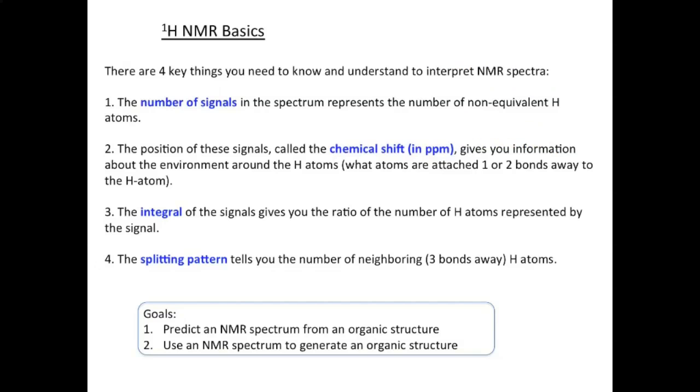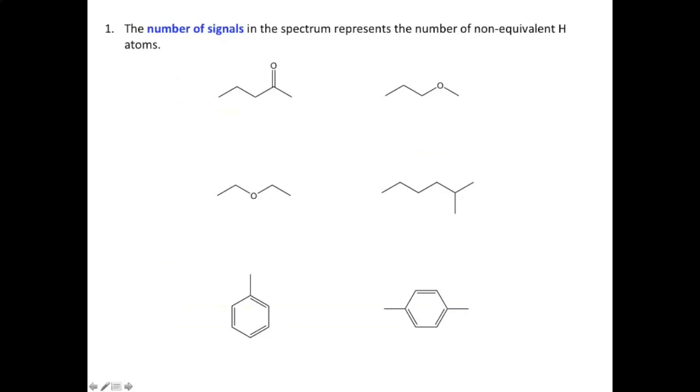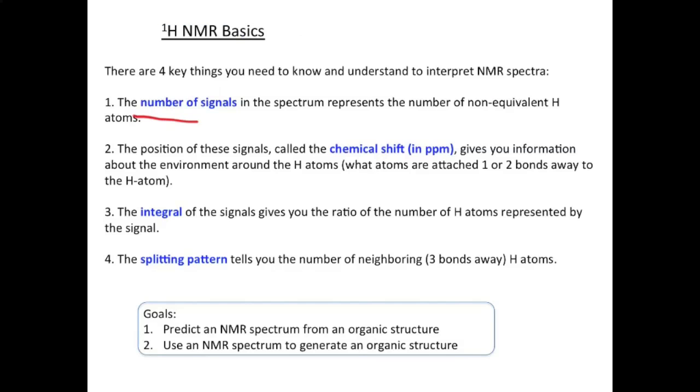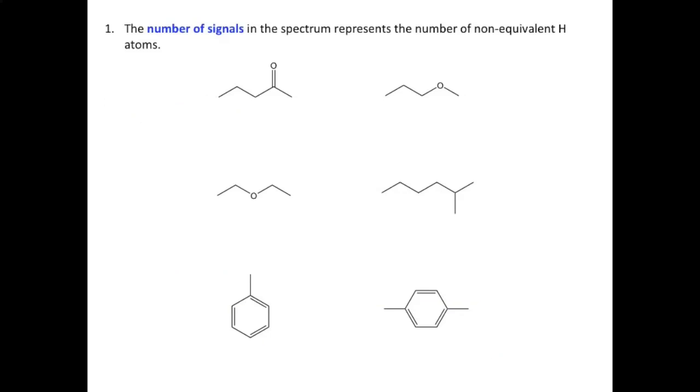Again, here is the information, the four key things. The first thing we're going to do is start with the number of signals. So that's going to be the first thing that we're going to look at. So let's take a look at this information.